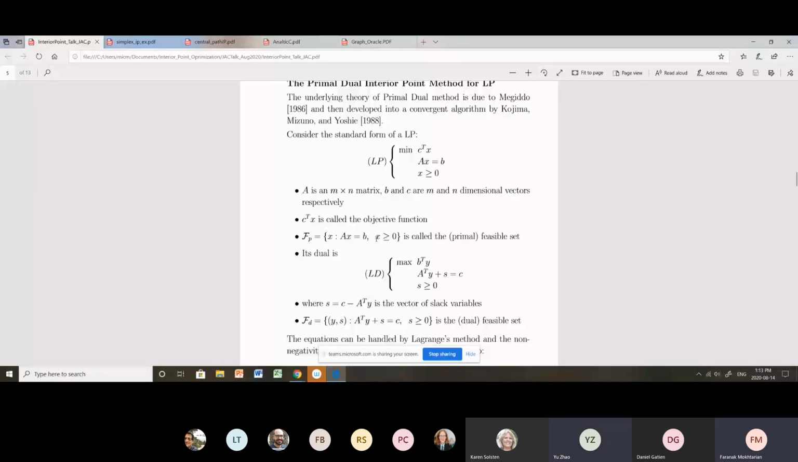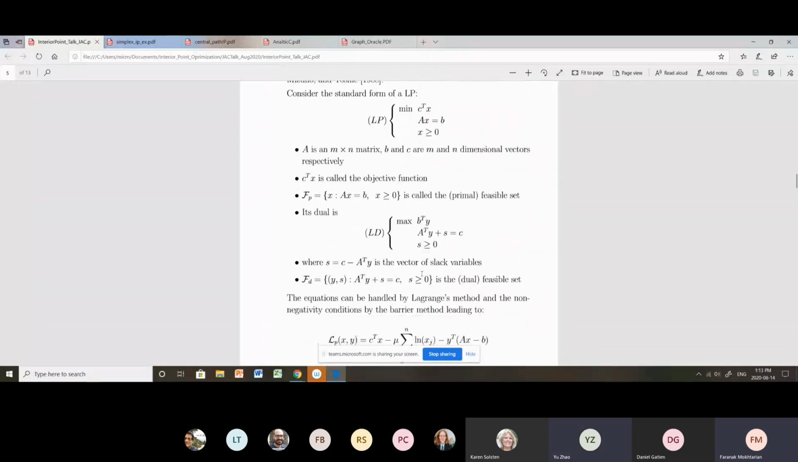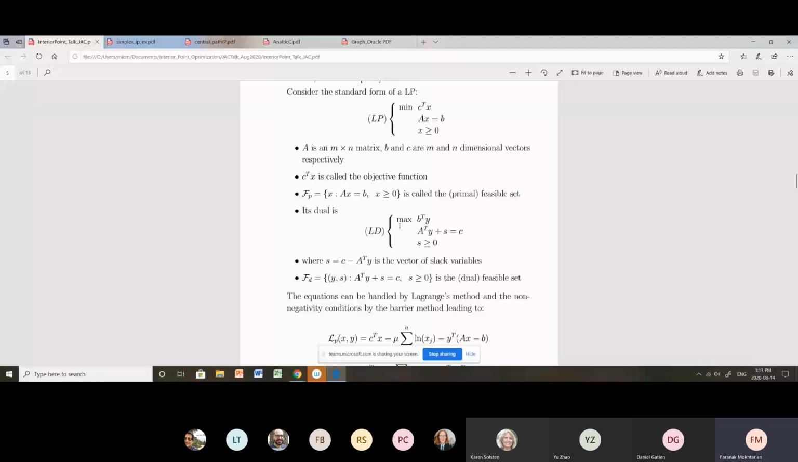Every linear programming problem has a dual problem. The b and c that you see here are also used here. The A is the same, it is A transpose here. So it's the same parameters, but it's formulated as a maximization problem. The s, which is c minus A transpose y, is the vector of slack variables.